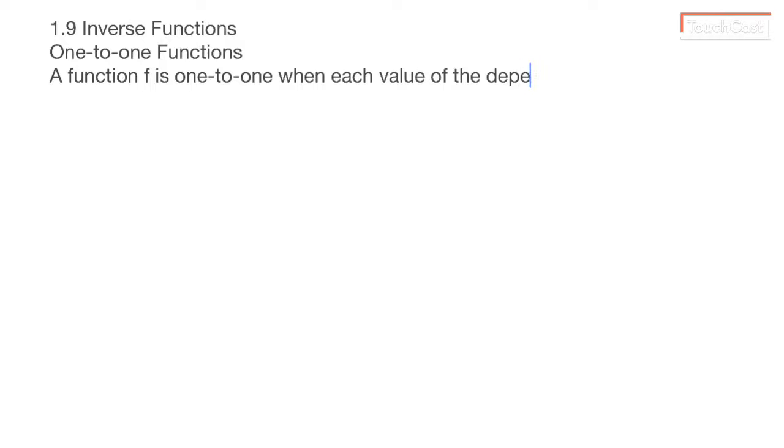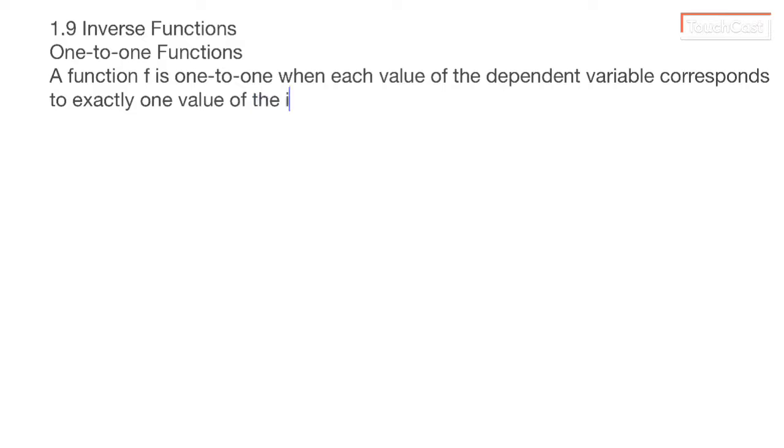And the definition of one-to-one functions is, if we have a function, we'll call it f, f is 1-to-1 when each value of the dependent variable corresponds to exactly one value of the independent variable.